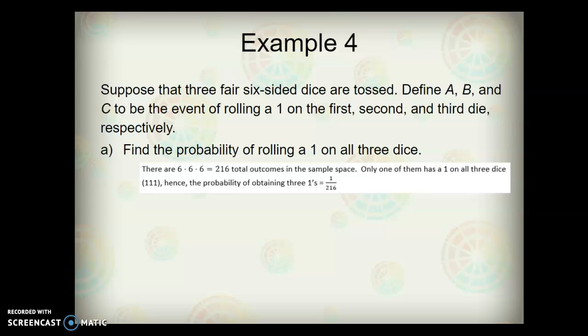Well, there's only one of those 216 outcomes that will have a 1 on the first die, and a 1 on the second die, and a 1 on the third die. Therefore, the probability that you'll get 3 1s on the roll of those 3 dice is 1 out of the total number of outcomes, 216.